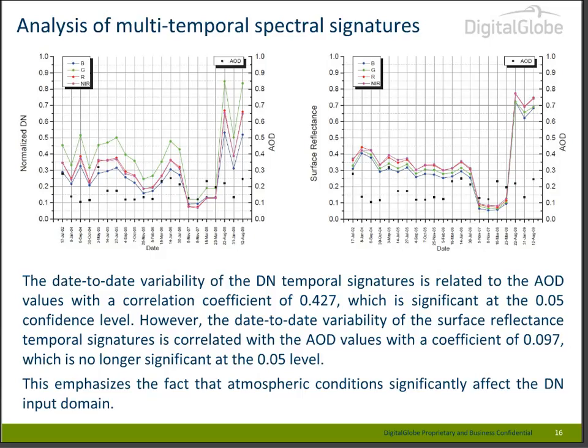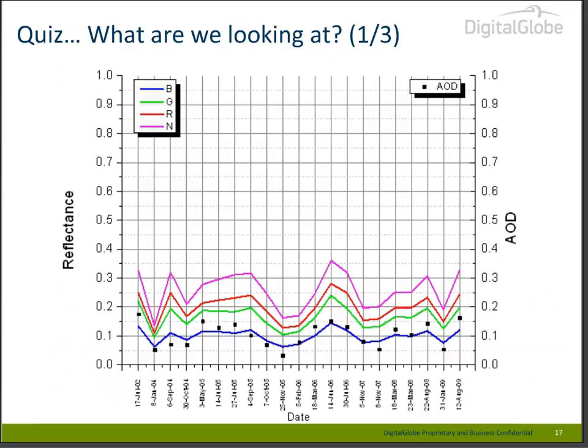This emphasizes the fact that atmospheric conditions significantly affect the digital numbers input domain, and that's another reason why digital numbers should not be used to do image comparison. So if I show again this plot which represents normalized digital number, can you tell me what we are looking at? Probably not. Again, for the same reason I discussed with you earlier. There is a lot of variability through the years, and so it's really hard to say what we are looking at.